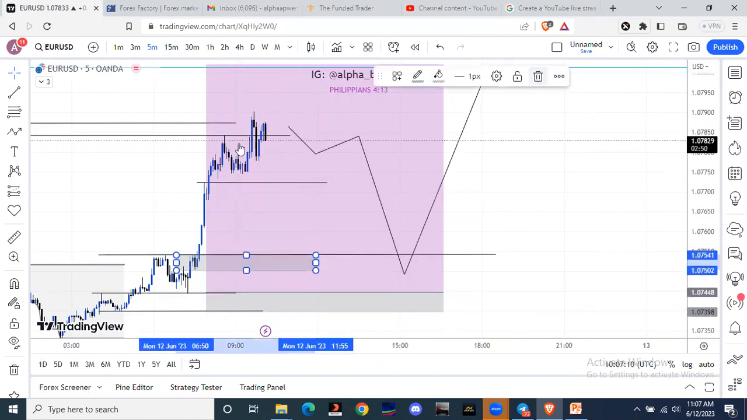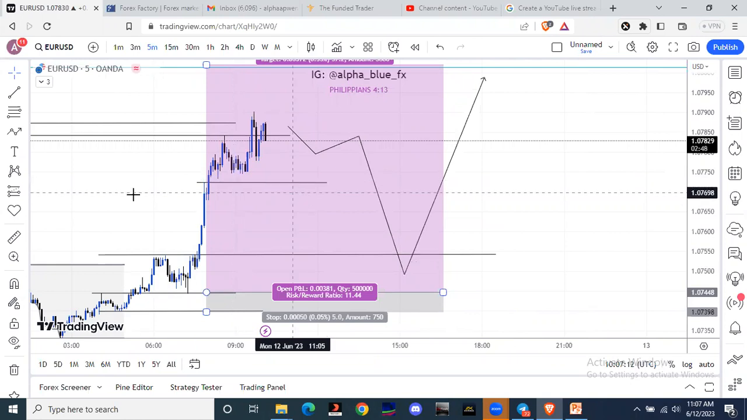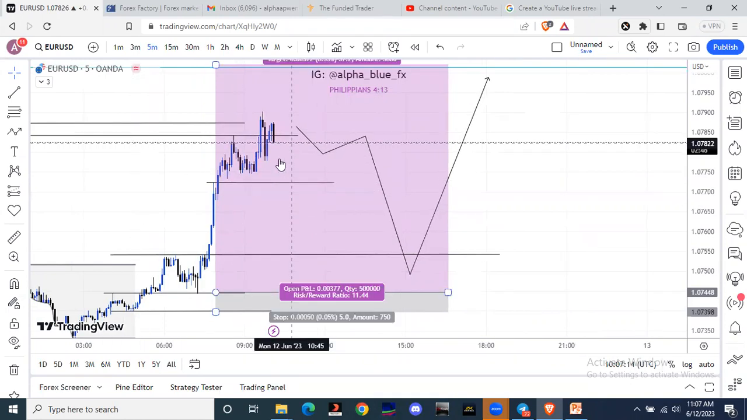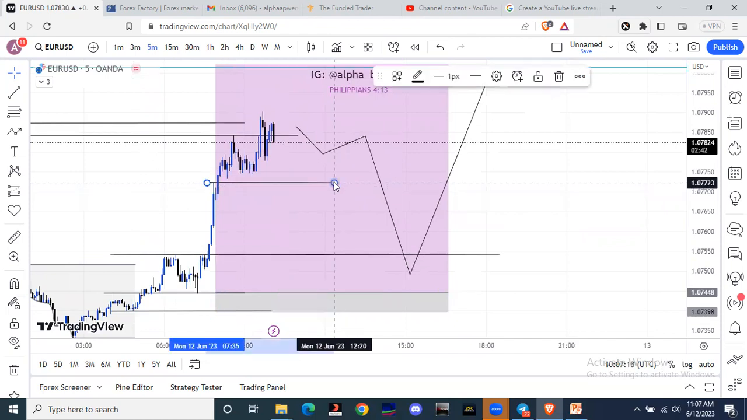Once Euro USD breaks this line to the downside, we're looking for sales. And as you can see, it's already pushing down hard. So once it breaks to the downside, we're looking for sales.